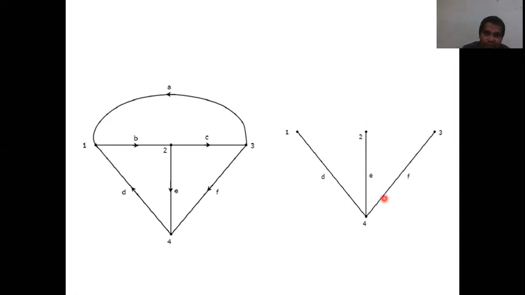Tree means that, in the graph, how many nodes are there? All the nodes will come in the graph. You can say node 1, node 2, node 3, node 4. All the nodes are present here also: node 1, node 2, node 3, node 4. So all the nodes will be connected, but no closed loop will be formed, right? That is a tree. This is called a tree.